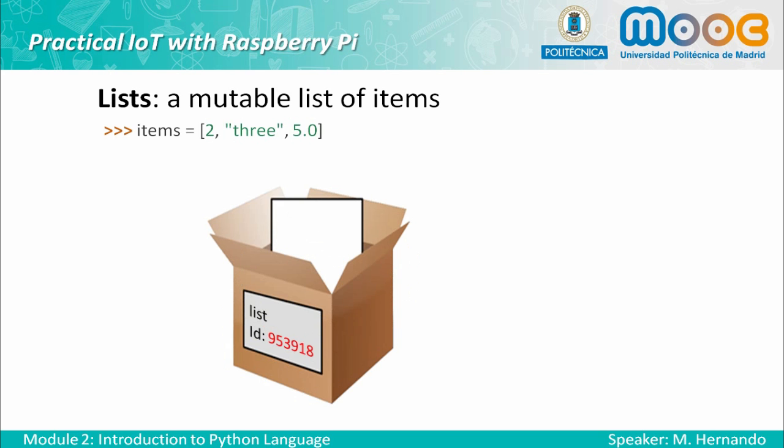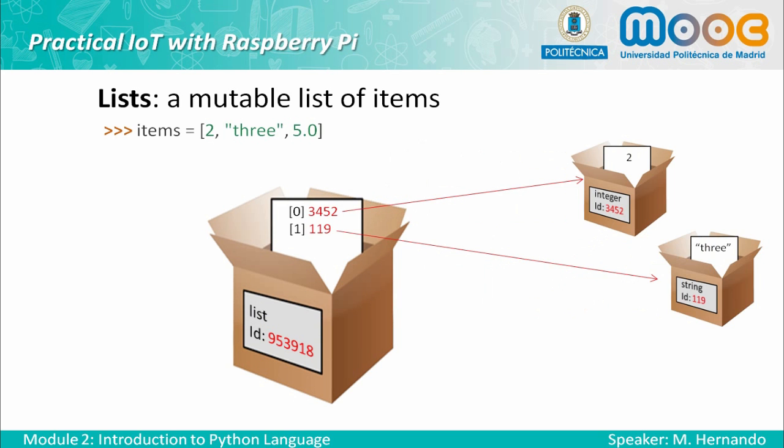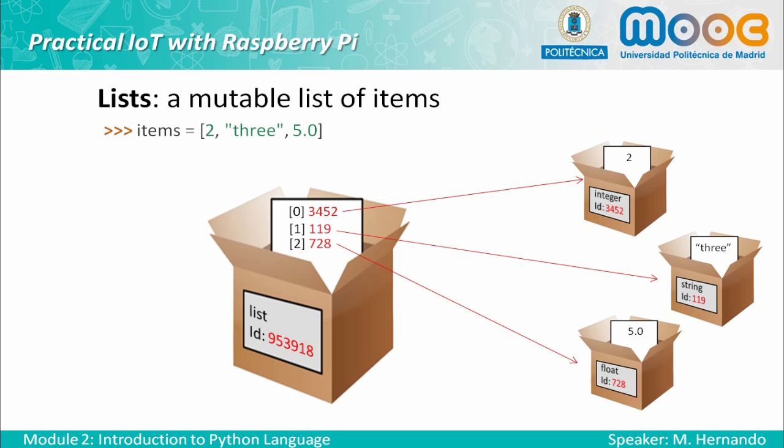Internally, the list is an item box that stores an ordered list of references to other objects. Therefore, it is a sequence of Python identifiers. Those references could point to anything in the memory of Python.